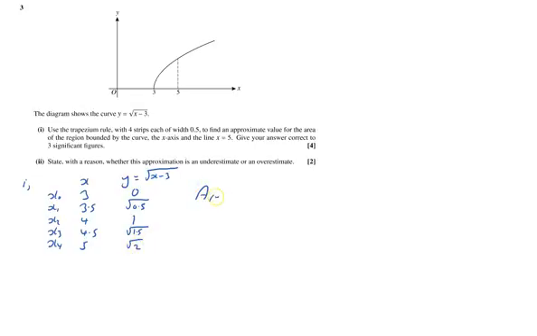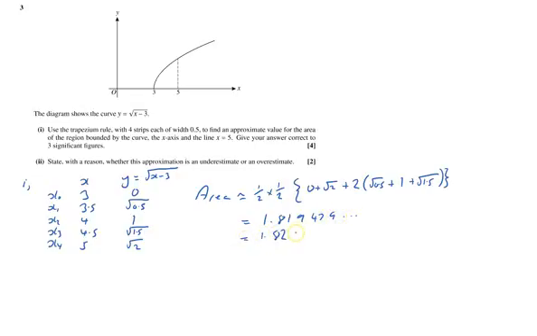And so the area approximately equals a half, it's in the formula sheet this, times by the width, which is 0.5 or half, curly brackets, the first and the last one, so that'll be 0 plus root 2, and then plus 2 lots of all the ones in the middle, so that's root 0.5 plus the 1 plus square root of 1.5. Just put that into a calculator, and that gives you 1.819479, which equals 1.82 to 3 significant figures.